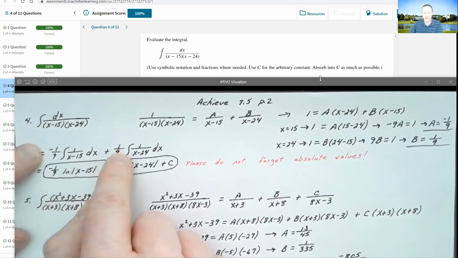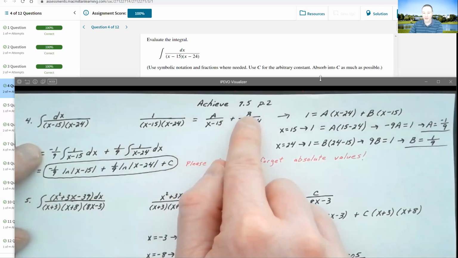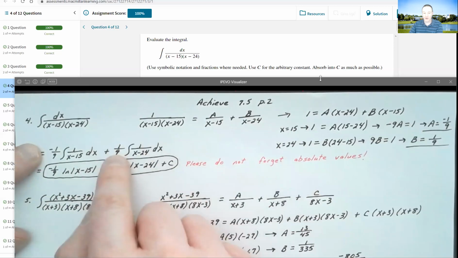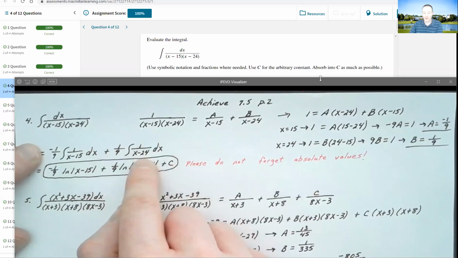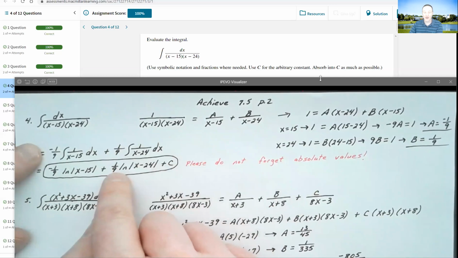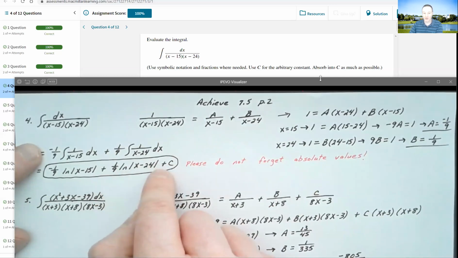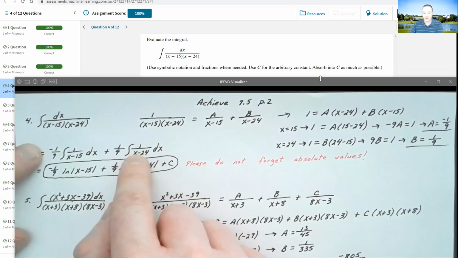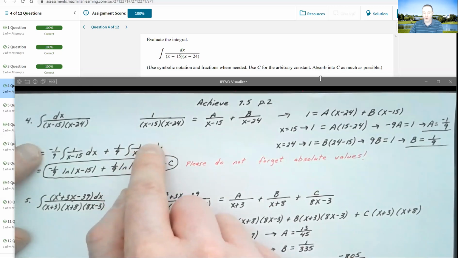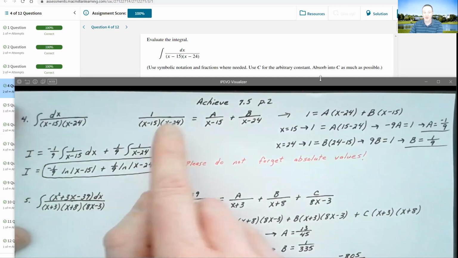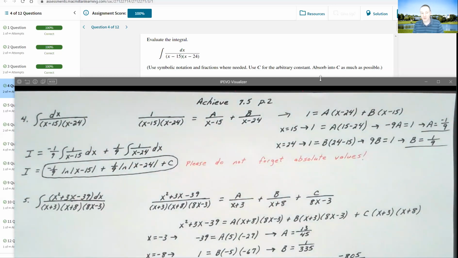Similarly, for the second one, that b could be factored out as 1/9 times the integral of 1 over x minus 24, and that would integrate to be 1/9 the natural log of x minus 24. And again, that's because the derivative of the denominator would be 1 with respect to x. So if you did a u substitution, this would simplify to be 1 over u du, which is the natural log of the absolute value of u.